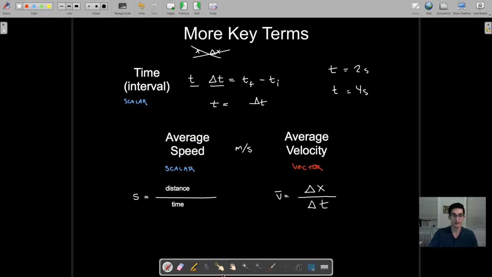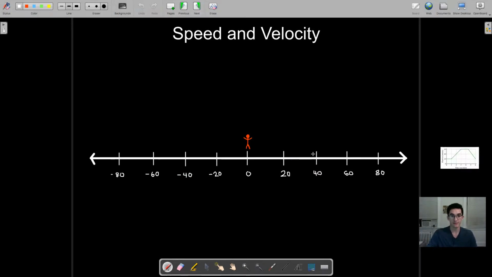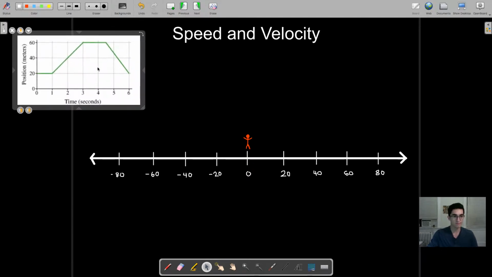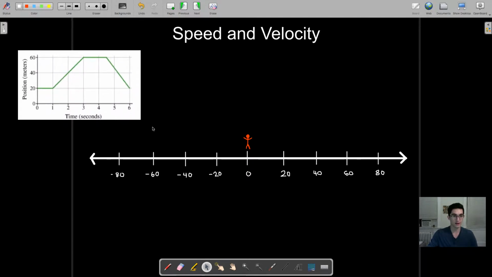Okay, so let's take a look at the difference between average speed and average velocity. So we have this guy here, right? And we said that according to this graph, I'm going to blow this graph back up.